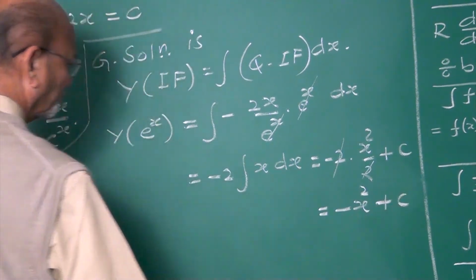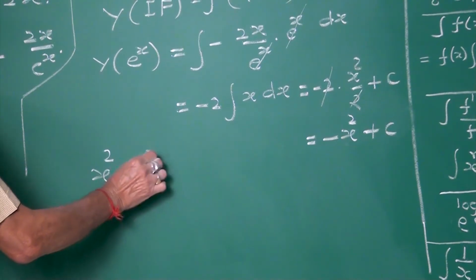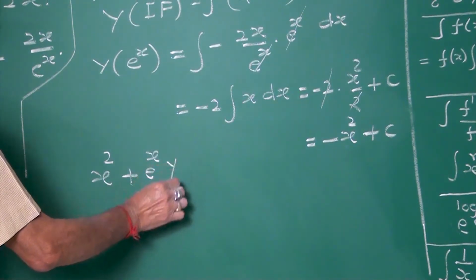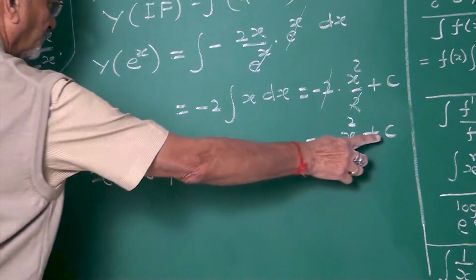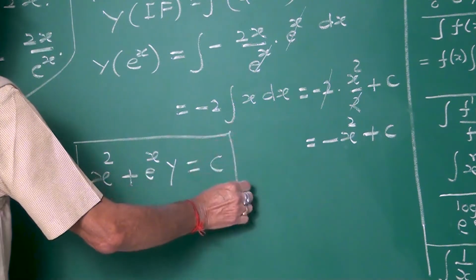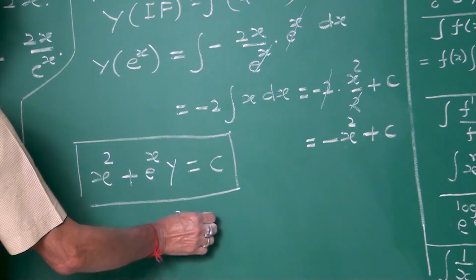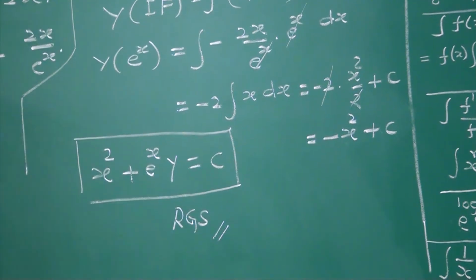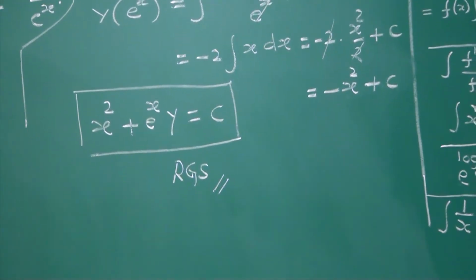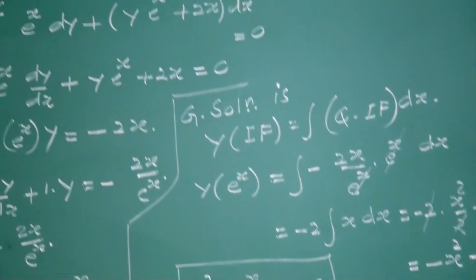Bring this minus x squared to this side. X squared plus e to the power x into y equal to c, this RHS. This will be the required general solution. Required general solution. Yes, my friends. Copy it. I will explain once again. Copy it.